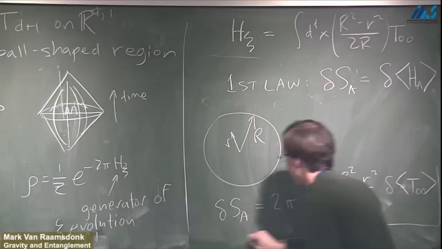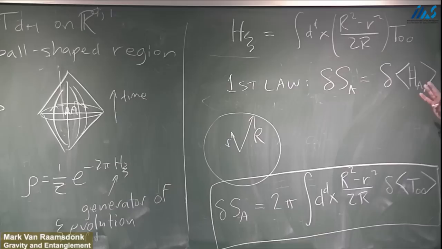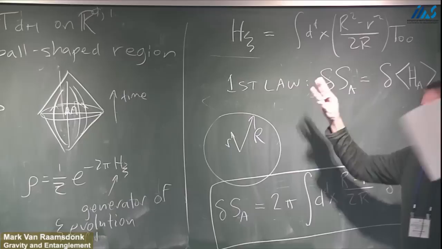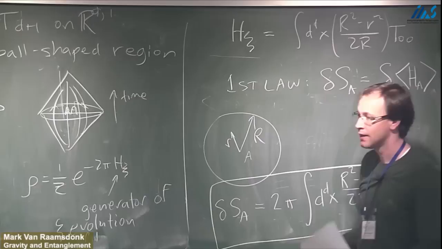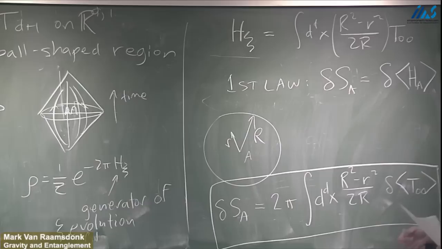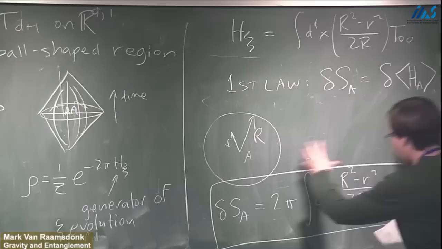Okay, we get this result that was derived originally by Blanco, Casini, Huerta, and Myers. And it says that for any conformal field theory, we're not yet talking about holographic conformal field theories. This is any conformal field theory in any dimension. If you consider a ball-shaped region A, and you start in the vacuum state, and you vary the state to some nearby state, the change in the entanglement entropy for that region is directly related to the change in the energy density inside that ball by this integral formula.